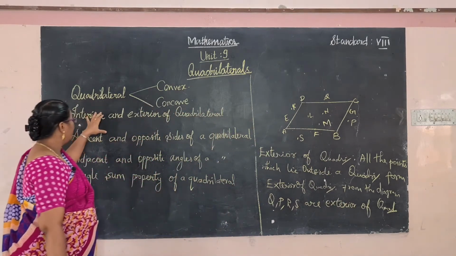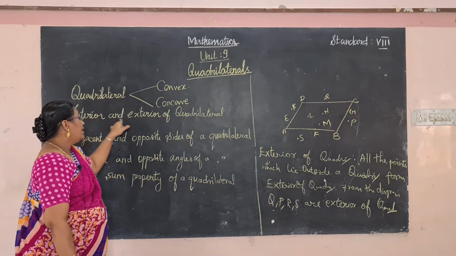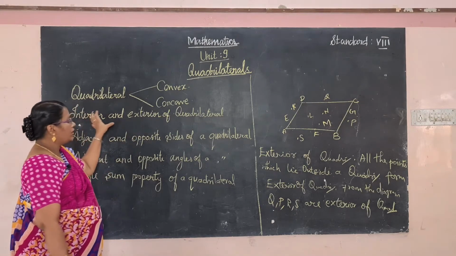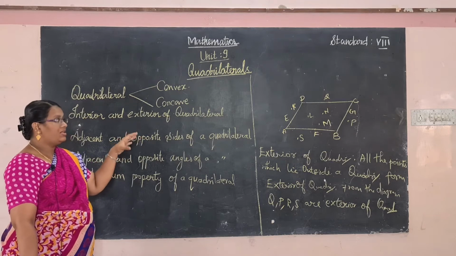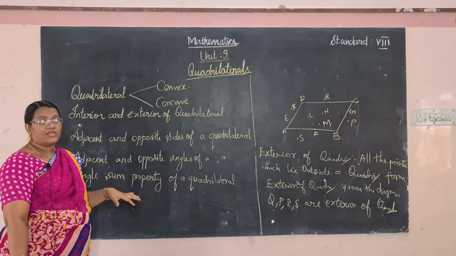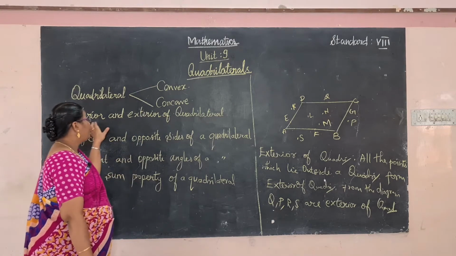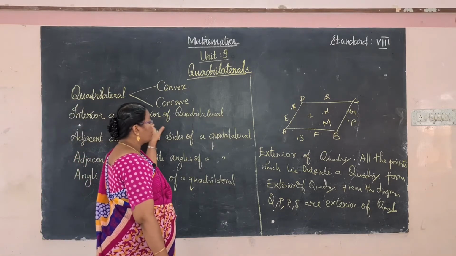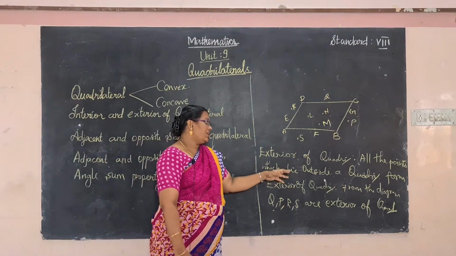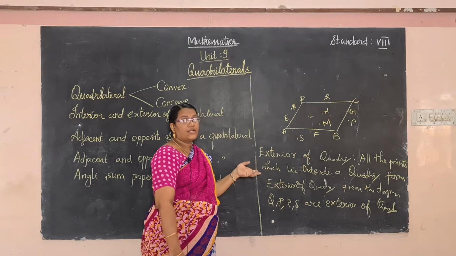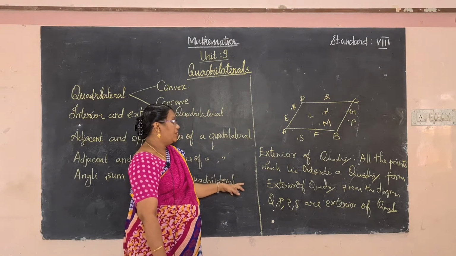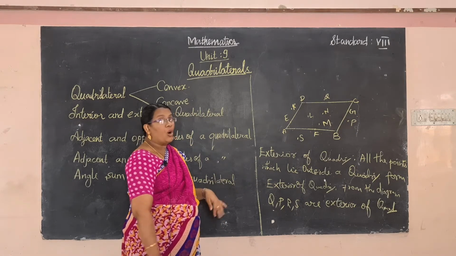Okay, so what have we learned? Interior and exterior of the quadrilateral. Interior of the quadrilateral means the points lying inside of the quadrilateral, that is called the interior of the quadrilateral. Exterior of the quadrilateral means the points which lie outside the quadrilateral, that is called the exterior of the quadrilateral. And third one, boundary.